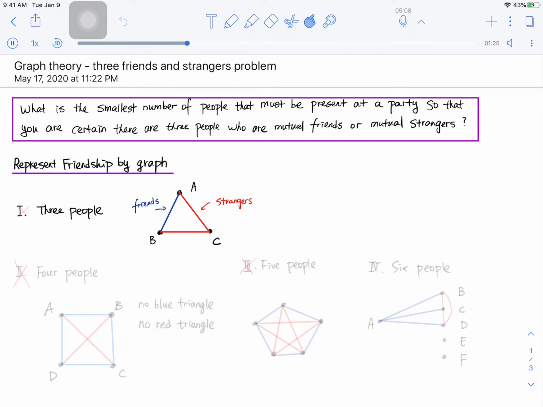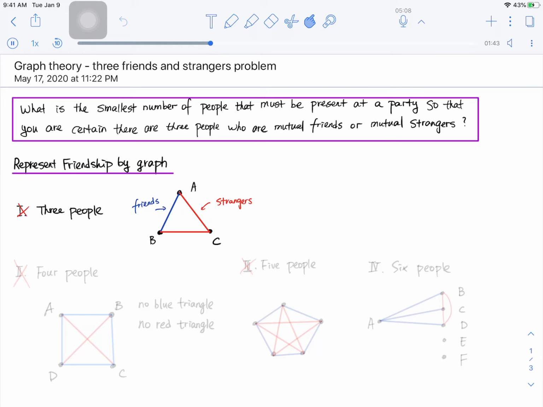So in this case, because of this counterexample, we already know that when we only have three people at a party, we are not going to be certain that there's three people who are mutual friends or mutual strangers. So three people is not the correct answer.